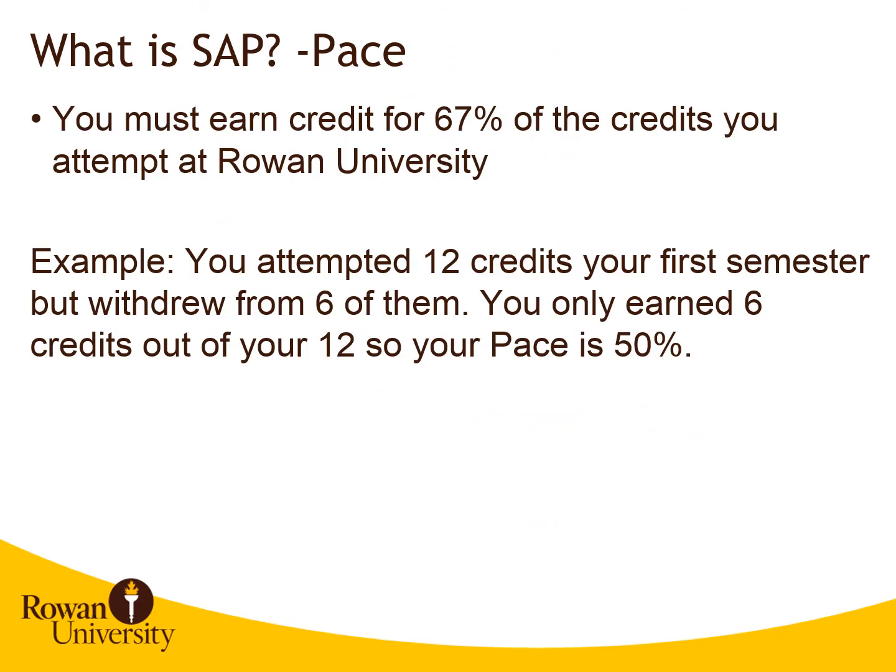The next area of SAP is PACE. PACE means that you must earn credit for at least 67% of the credits you attempt at Rowan University. Let's say, for example, it's your first semester here at Rowan, and you attempt 12 credits. You decide later in the semester that the course load was a little bit too heavy for you, so you withdraw from 6 of them. This means you only earned 6 credits out of the 12 you attempted. Your PACE is 50%. This is below the 67% minimum, so you'll be contacted by our office with instructions of what to do next.